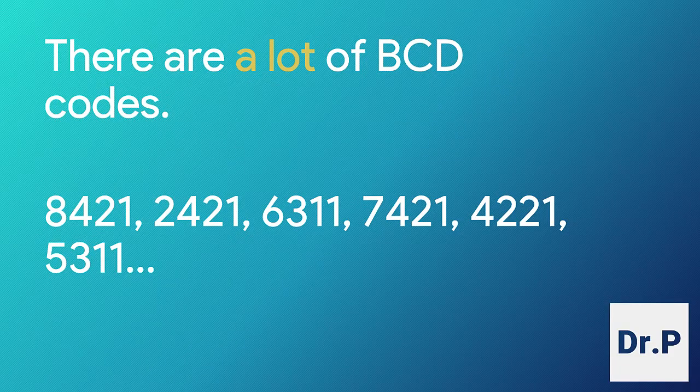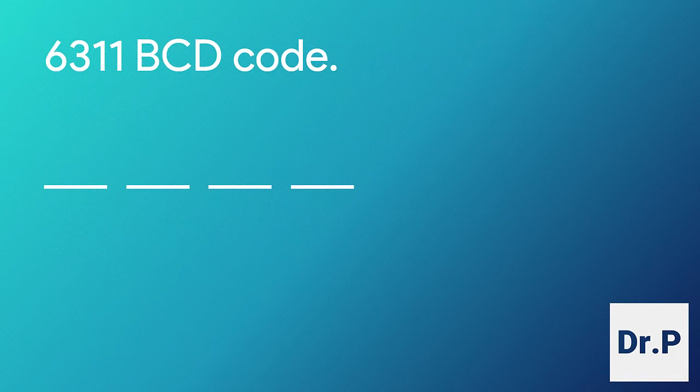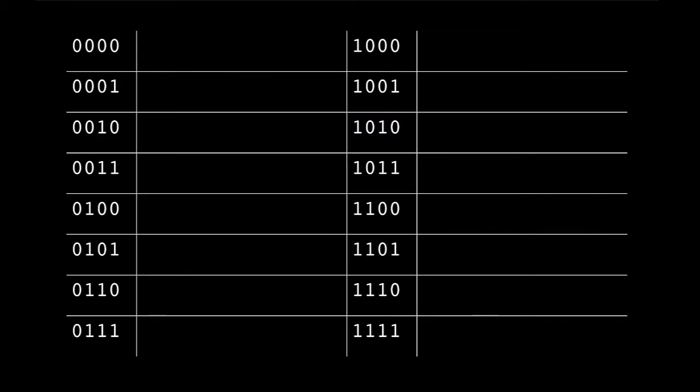There are other weighted BCD codes that can be used. Many of them were formulated for different purposes, which I unfortunately don't have time to discuss in this video. These BCD codes still serve the same purpose, encoding decimal numbers in a binary format. However, the weight of each bit in each nibble depends on which weighted code is used. 6311 BCD uses weights of 6, 3, 1, and 1 for each bit in the nibble. We can therefore derive a truth table for how to express each decimal number using this weighted code.